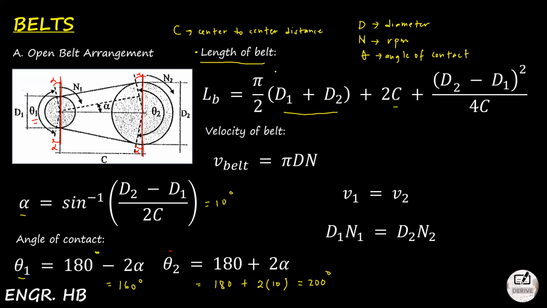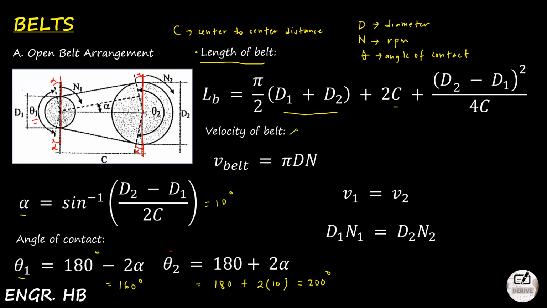So madali lang naman dito sa una, pi over 2 times d1 plus d2. Second term is yung twice mo daw yung center distance. And of course, ito naman is square mo yung difference ng two diameters over 4c.